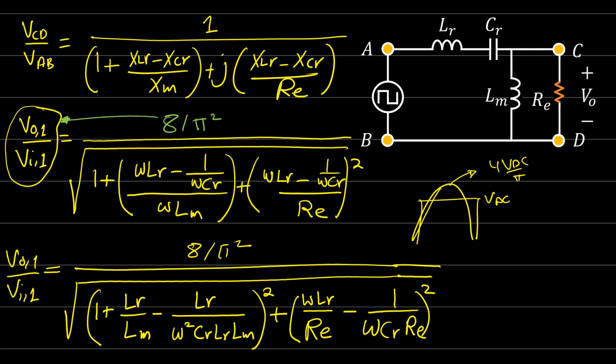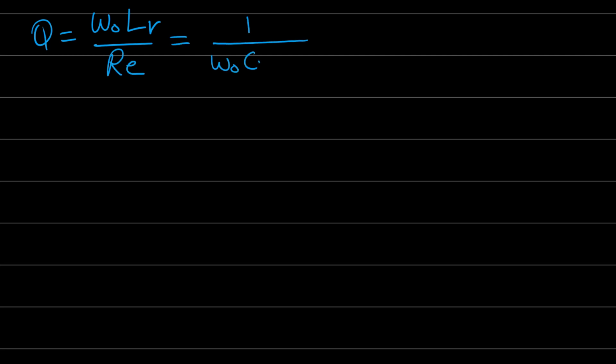Okay, so this is V out first harmonic over V in the first harmonic. Now we need to define the Q values to make this equation more simplified. Define the Q values, omega naught and omega x, and put them in the form. So Q here is how much? Omega naught LR over RE, and also it can be 1 over omega naught CR times RE, and similarly omega naught will be how much? 1 over the root square of LR CR, and omega x is how much? Omega over omega naught, or the switching frequency over omega naught. Take these values and put them in the previous equation.